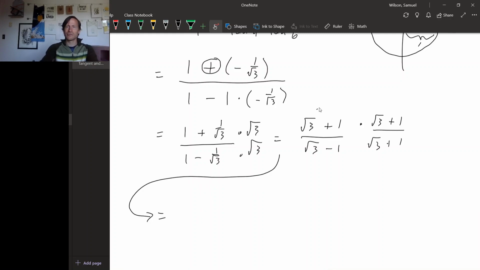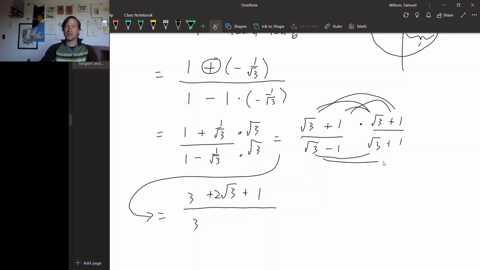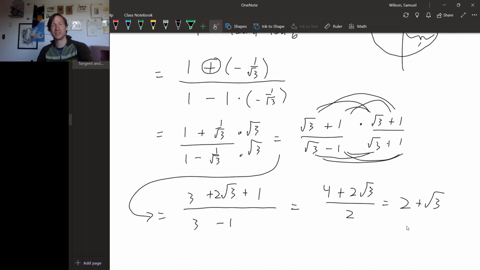in the numerator, root 3 times root 3 is 3. And then there's a plus root 3 and another plus root 3. So that's 2 root 3 and then plus 1. And then in the denominator, root 3 times root 3 is 3. And then there's a plus root 3 and a minus root 3. So those cancel. And then minus 1. So this is 4 plus 2 root 3 over 2. But then we can simplify even more. So this is 2 plus root 3. All right, so there's how you can use the addition formula for tangent.